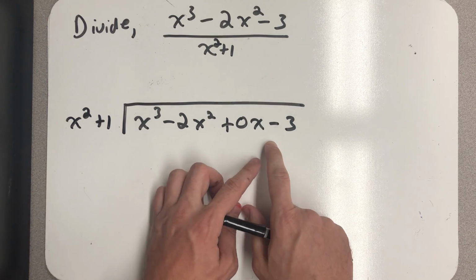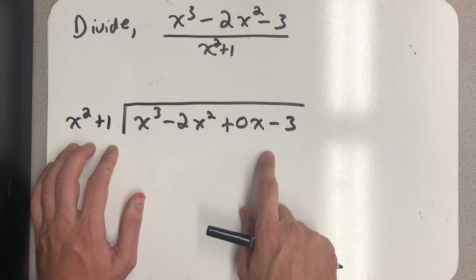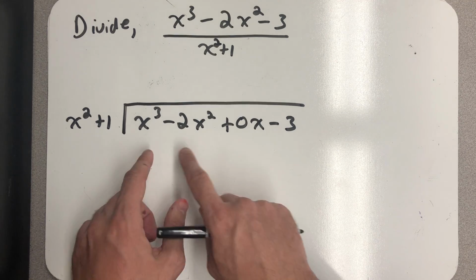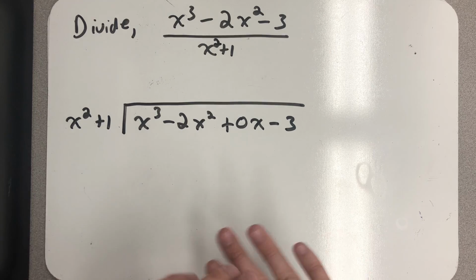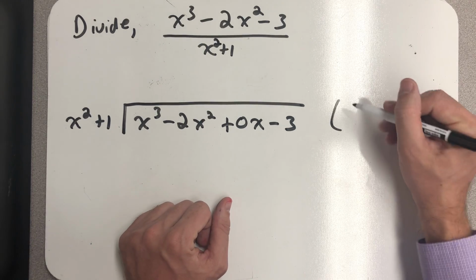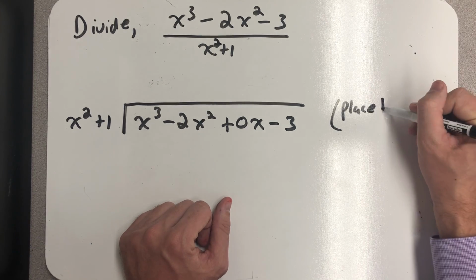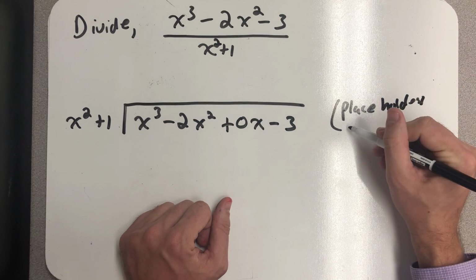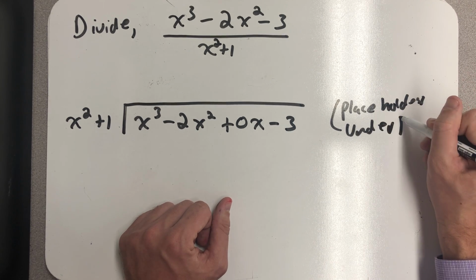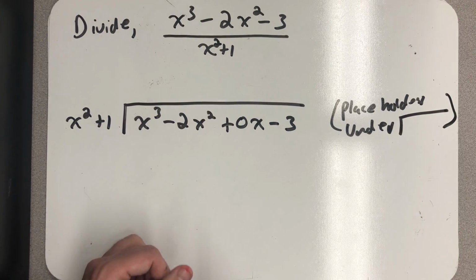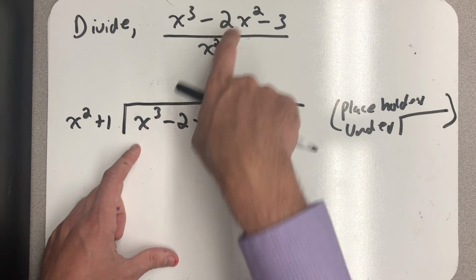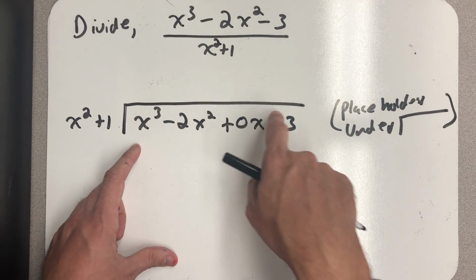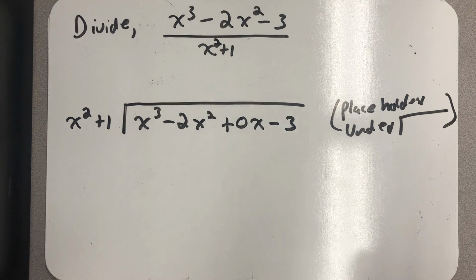I need placeholders under the division symbol, but I really don't need them outside of it. But what I tell students is, if you're having trouble remembering the placeholders, put them everywhere. You could sneak a 0x in there and it wouldn't hurt anything at all. So we do need to remember placeholders under the division symbol. Another way to think about that, this is a cubic polynomial on top, 3, 2, 1, 0, every possible power of x, up to and including the degree.